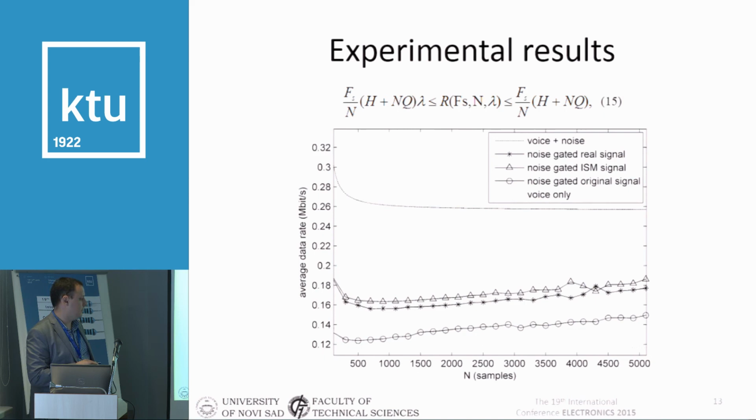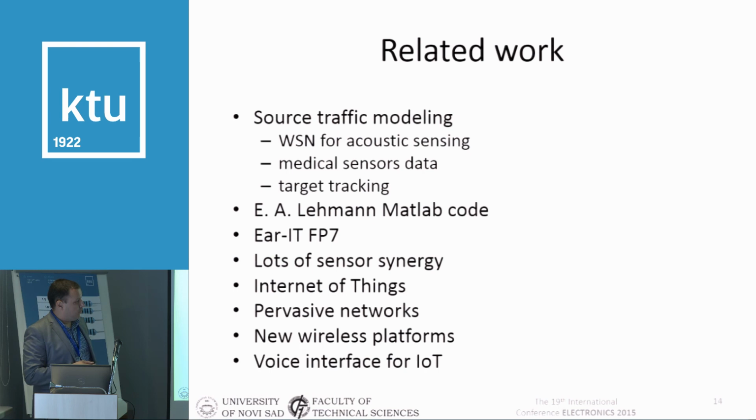So what is done with related work in this area? There is a lot of acoustic sensing using wireless sensor networks for the environment, for tracking animals, for doing a lot of different stuff. But a source traffic modeling of this kind, to the best of our knowledge, was non-existing. So nobody got to this point to create a source traffic model having the sound propagation in mind. There is medical sensor data, like stuff that you have to wear to monitor a heart rate, or acoustic sensing for intrusion detection and target tracking, but nothing for actual acoustical sensing.